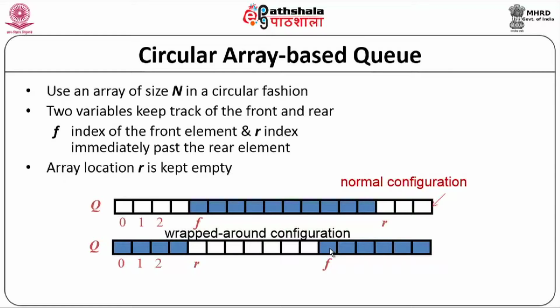Okay. So, two variables keep track of the front and rear. f is the index of the front element as before, and r is the index immediately past the rear element. So, it is not pointing to the rear element, it is pointing one after the rear element. The array location r is kept empty. This is kept empty to indicate the difference between the full and the empty condition. We will explain that as we go along.